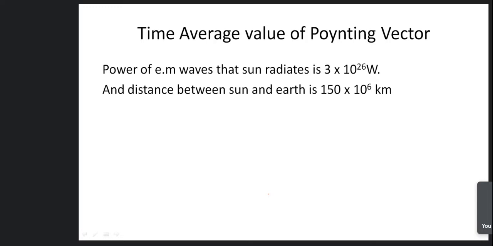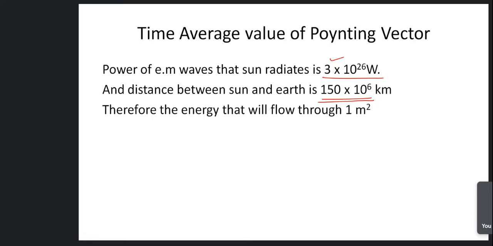Then we have the Sun radiating this much power every second. The energy radiated by the Sun is 3 into 10 raised to the power 26 joule per second, and the distance between the Sun and the Earth is 150 into 10 raised to the power 6 kilometers. Then we can see what energy is incident on Earth per unit area per unit time due to this. So you can simply do the calculations.